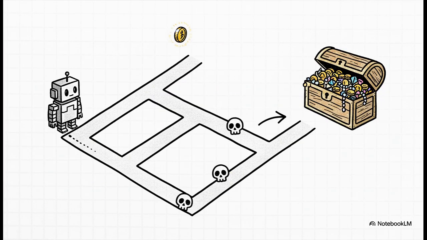And here is the really critical part. The agent isn't just trying to get the next immediate reward. It's learning a long-term strategy, what's called a policy, that will get it the most possible rewards over the long haul. It's learning how to play the long game.